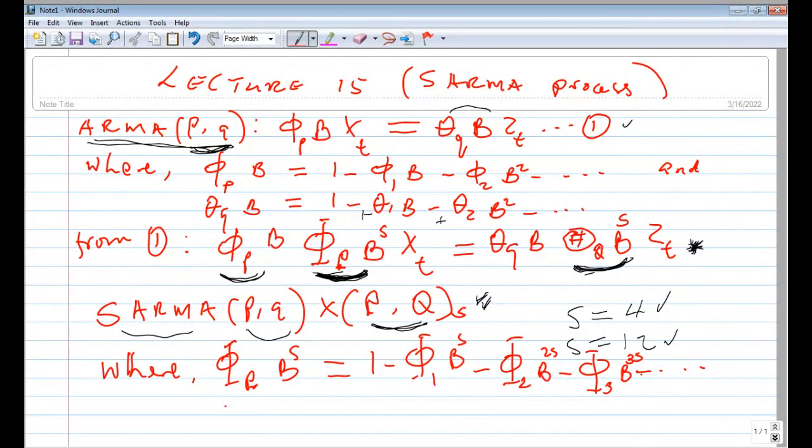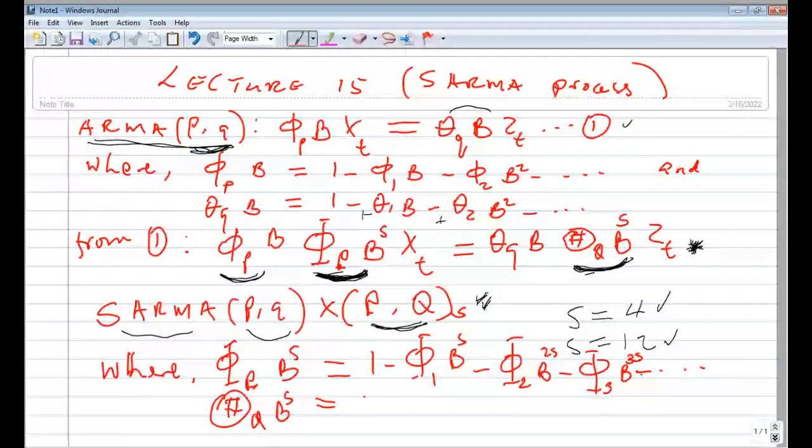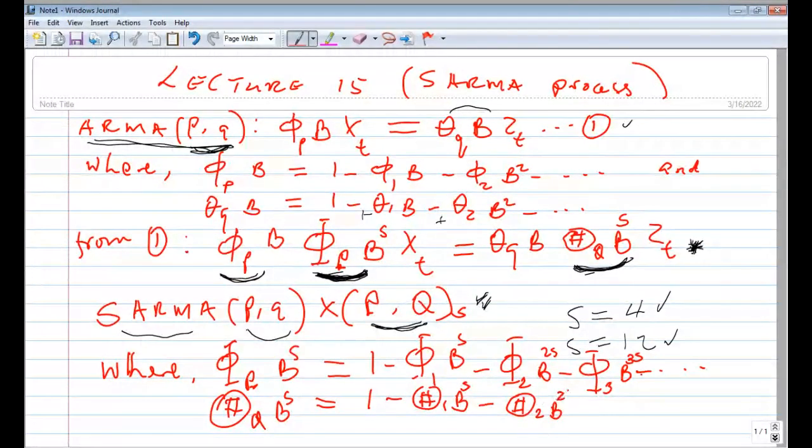So you have got a capital Theta Q of B to the power S, which is equal to 1 minus capital Theta 1 B to the power S minus capital Theta 2 B to the power 2S minus capital Theta 3 B to the power 3S, and so on. All together, it represents that one.